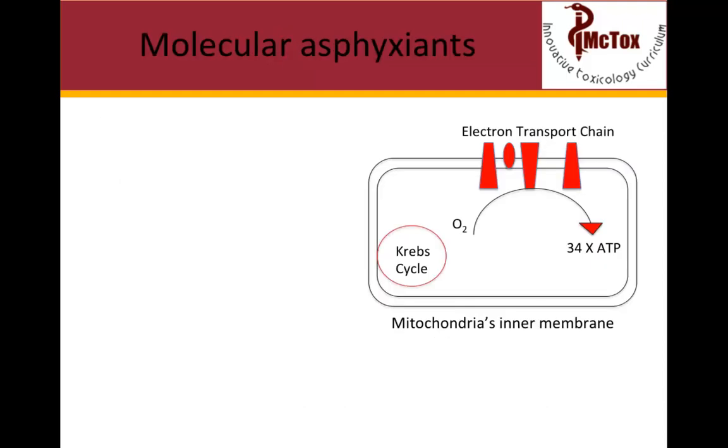Before moving on to molecular asphyxiants, we need to do a quick review of the importance of the Krebs cycle in aerobic metabolism. The electron transport chain, which is located on the inner membrane of the mitochondria, along with other important enzymes, allows oxidative phosphorylation to occur and produces a large energy supply of a net 36 ATPs per cycle.